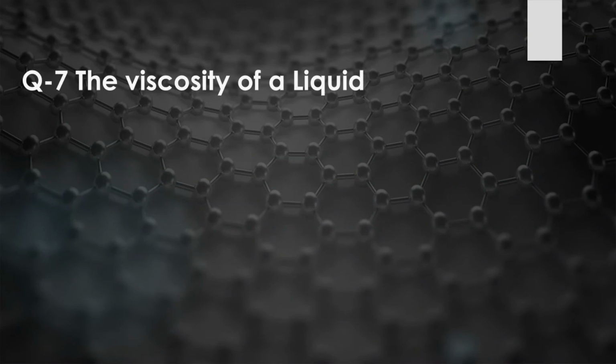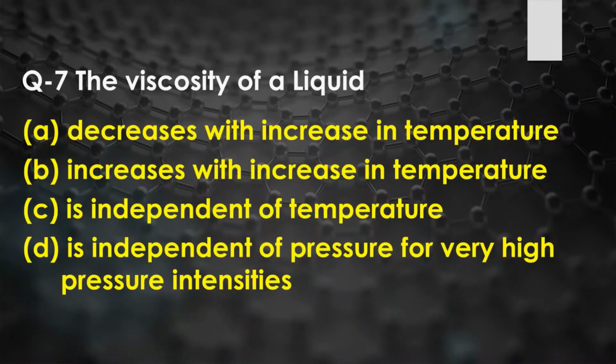Question number 7. The viscosity of a liquid: option A, decreases with increase in temperature. Option B, increases with increase in temperature. Option C, is independent of temperature. Option D, is independent of pressure for very high pressure intensities.